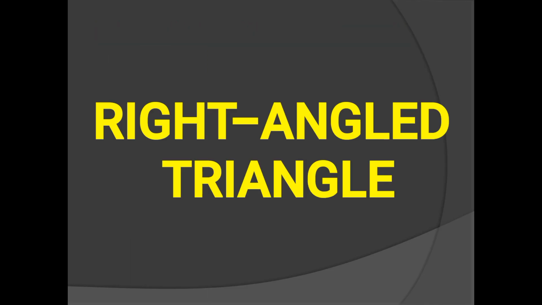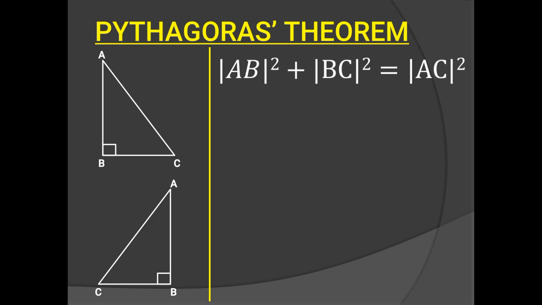So we continue with lesson one. We are now looking at right angled triangle, or right triangle. Like I said, we are looking at two things: Pythagoras' theorem, and then trigonometrical ratios. So let's start with Pythagoras' theorem.